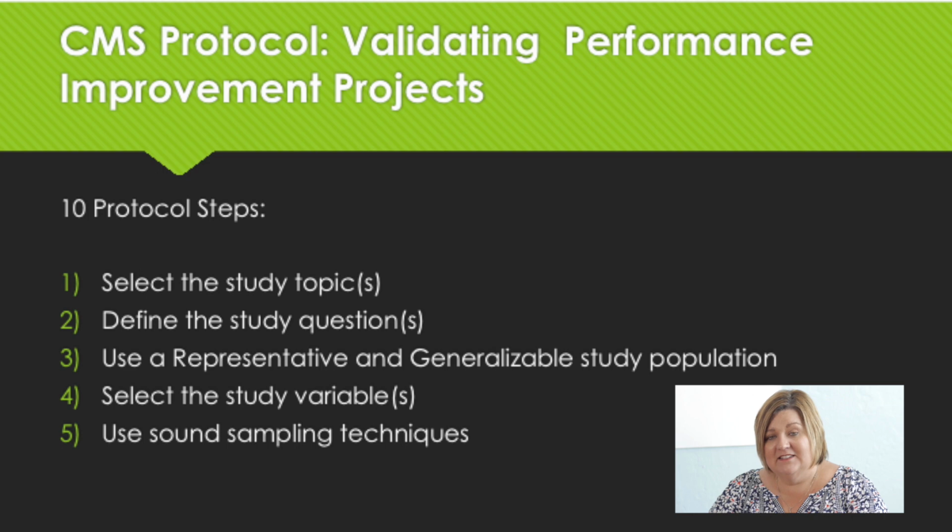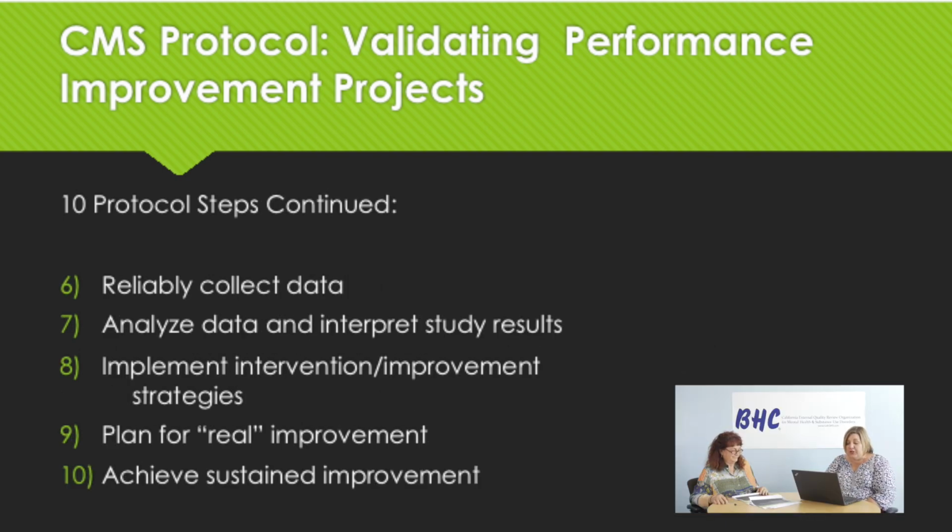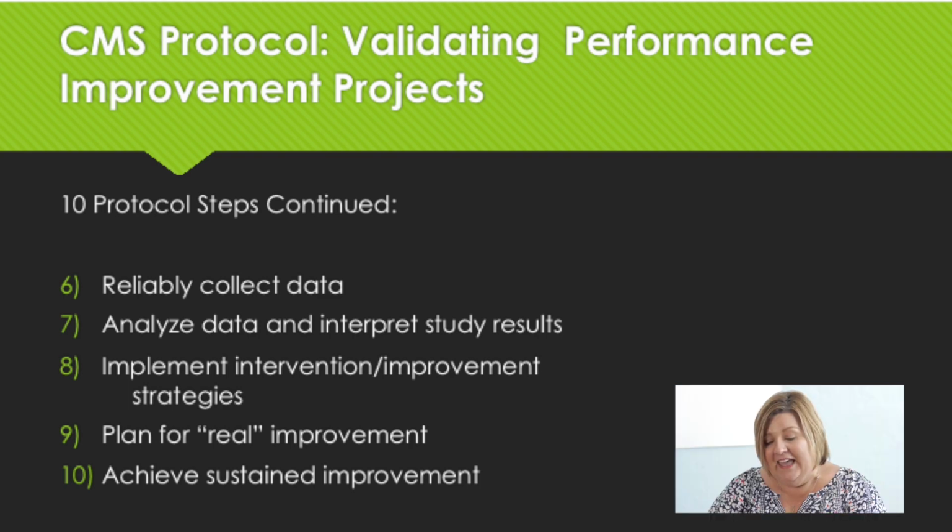Then you want to select the study variables and use sampling techniques that are sound if necessary. So steps 6 through 10 include reliably collecting data, which we've touched on, analyzing that data and interpreting the study results, and implementing interventions and improvement strategies, and then having a plan for real improvement. And the last is to achieve sustained improvement. And that's the overall goal of performance improvement projects.